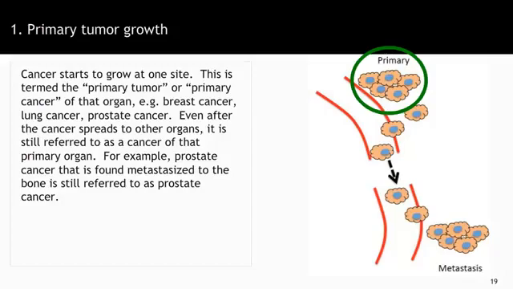For example, prostate cancer that is found metastasized to the bone is still referred to as prostate cancer, not as bone cancer. Likewise, if the cancer started in the breast and is found metastasized to the bone, it is still referred to as breast cancer, not as bone cancer.